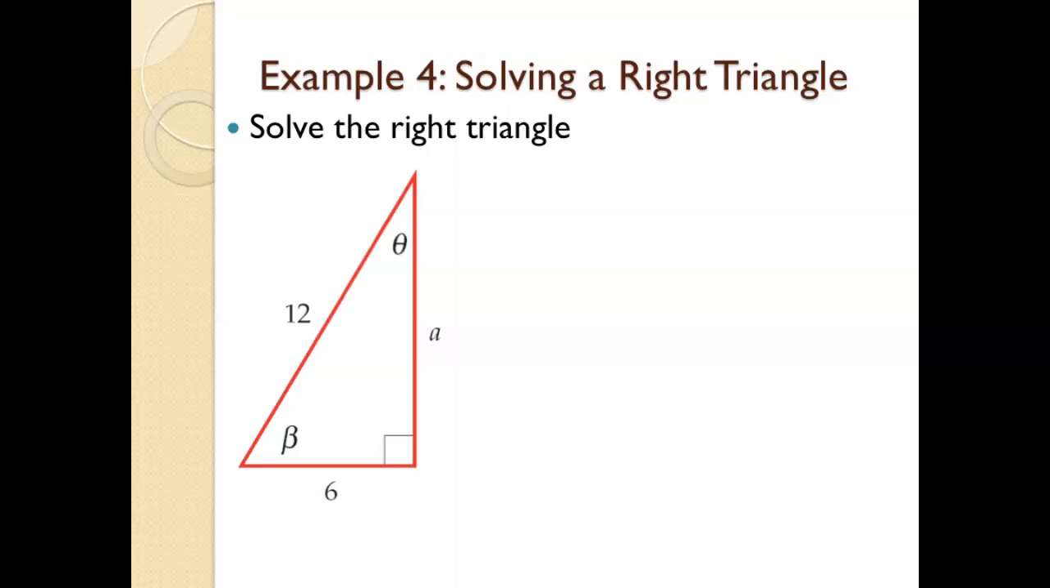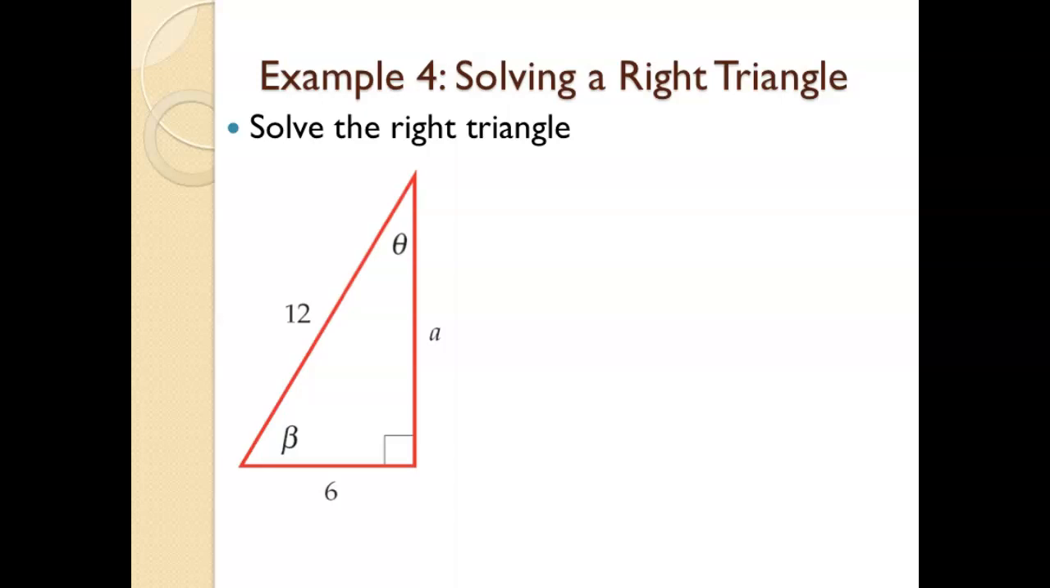In this example, you see here that 2 of the angle measures are missing. So we absolutely will need to use an inverse function. Now, just so you know, the angle up at the top, we're using a Greek letter theta to represent that. And for the angle on the bottom left, we're using a Greek letter beta to represent that. All right, so let's look at what we're given.